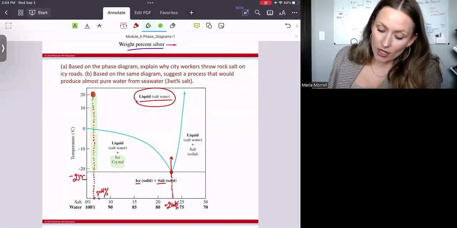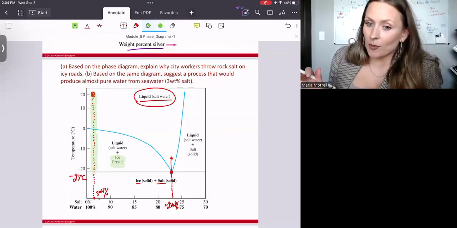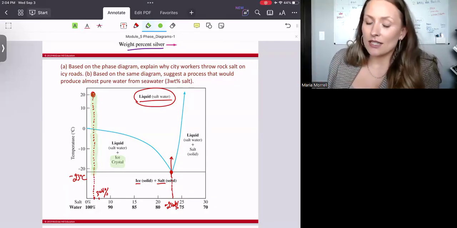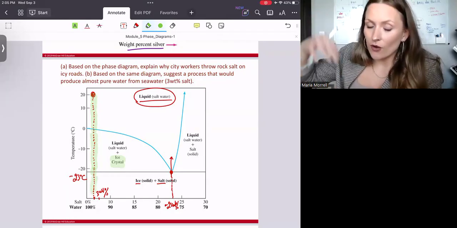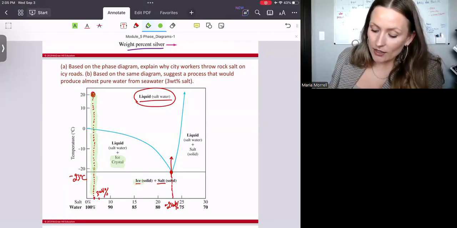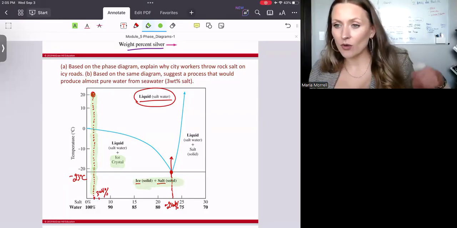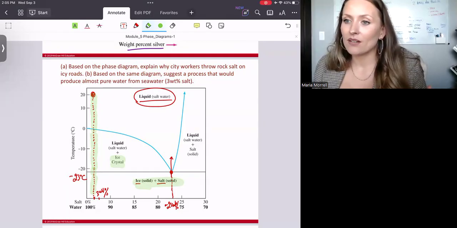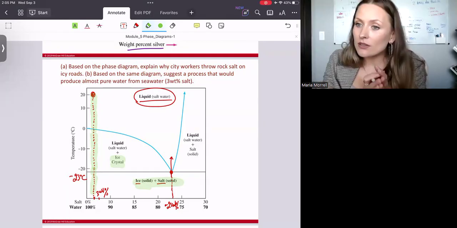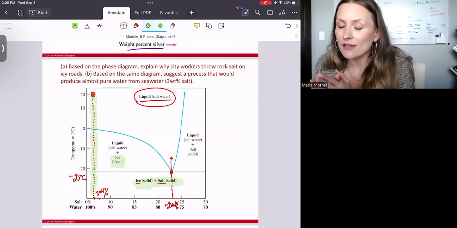And eventually, if you cross the eutectic temperature, which I believe is -23 degrees C, you'll end up in this position. If you continue freezing further and further, you will end up with two solids, where you have the salt and then you have the ice.